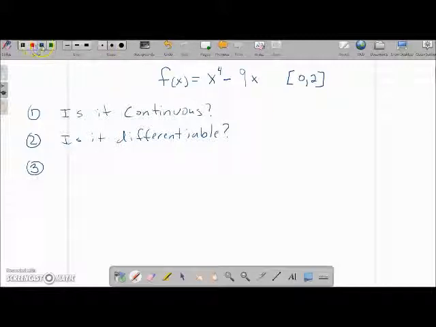Okay, so this is continuous. It's polynomial. Yes, it's continuous. It is differentiable, pretty much for the same reason. And then the next step you're going to do is figure out what f of 0 is, which is just 0. If you plug in 0 to the 4th minus 9 times 0, you're going to get 0. Then you're going to figure out f of 2. That is going to be 2 to the 4th minus 18, which is 16 minus 18, which would be -2.